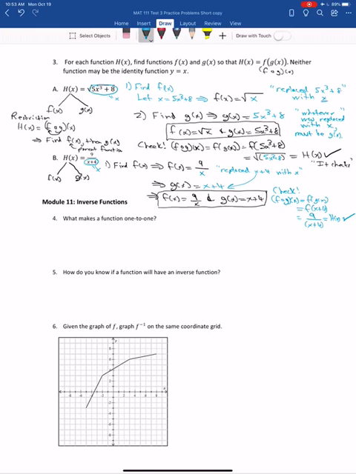So again, that's looking at decomposition. We'll stop there, get a stopping point, then we'll go to our next topic, which is module 11, getting into inverse functions.